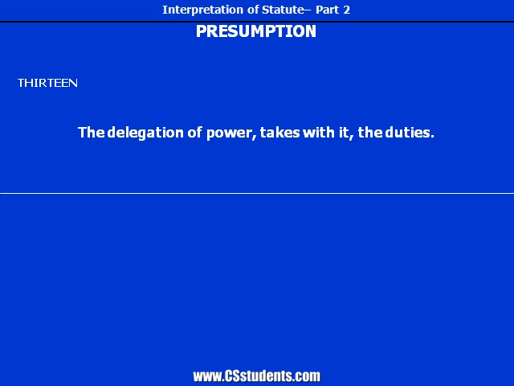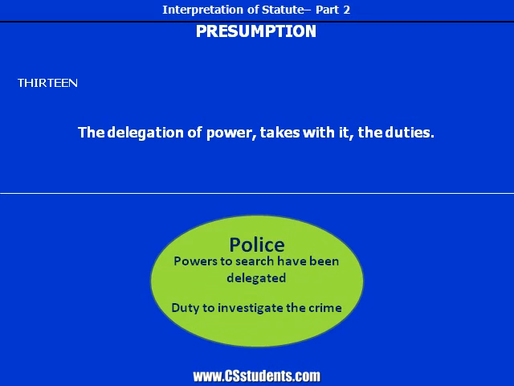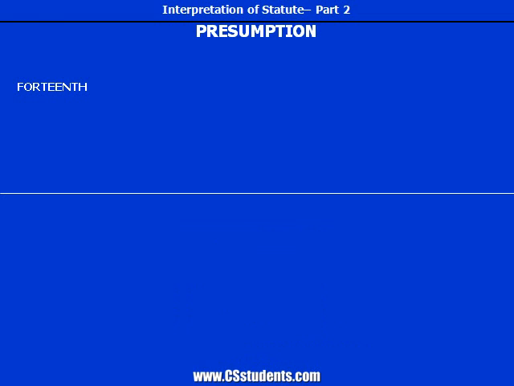For example, if the police machinery has various powers, they also have various responsibilities. Similarly, it is also presumed that if a responsibility is cast on someone, he also has the interconnected powers. If multiple interpretations are possible on the powers granted to someone, this presumption could help reach a correct interpretation. Now the fourteenth and last.